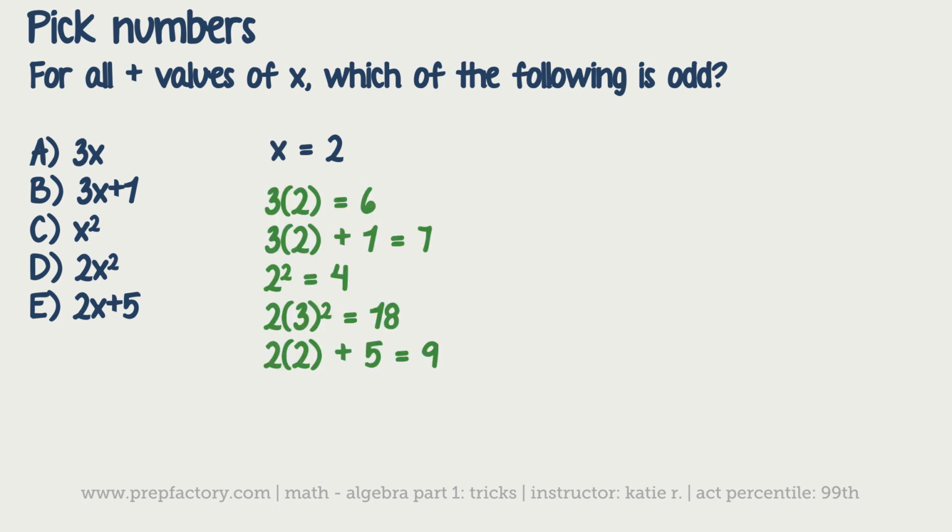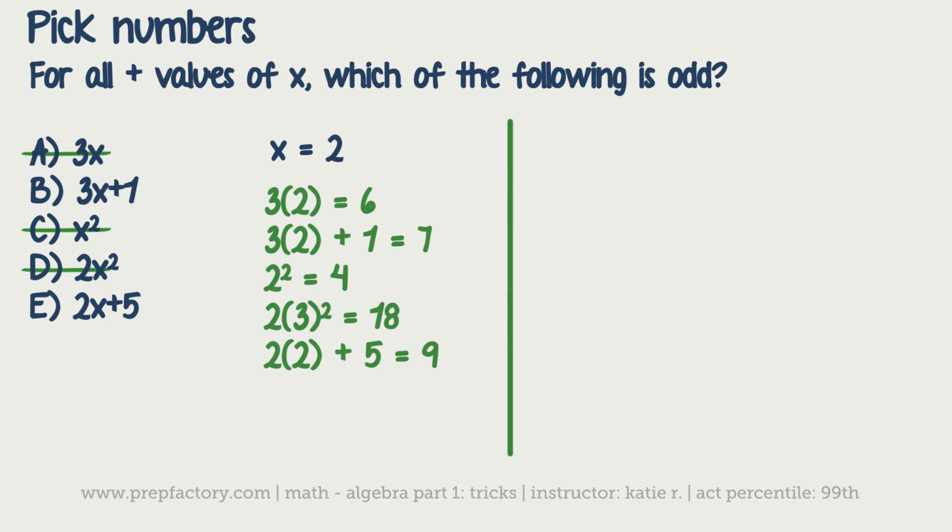Okay, so I went ahead and put everything in green so we can see a little more easily. And as you can see, if we plug in 2 for x, the first one is even, so we can get rid of A. Second one is odd, we have to keep it. Third one is odd, we have to keep it. And D is even.